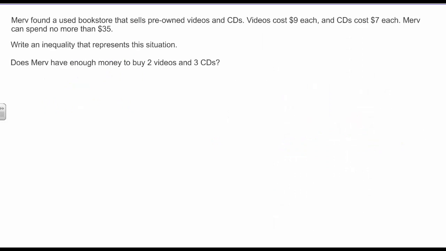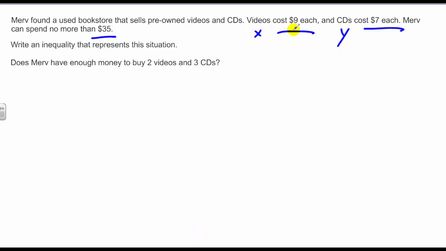Merv found a used bookstore. It sells pre-owned videos and CDs. The videos cost $9 each. The CDs cost $7 each. And Merv can't spend any more than 35 bucks, but it looks like it can go up to 35. We want to write an inequality that represents the situation. So we've been dealing in two variables today, so we're going to have to call one of these guys x. I'm going to call my videos x and my CDs y.